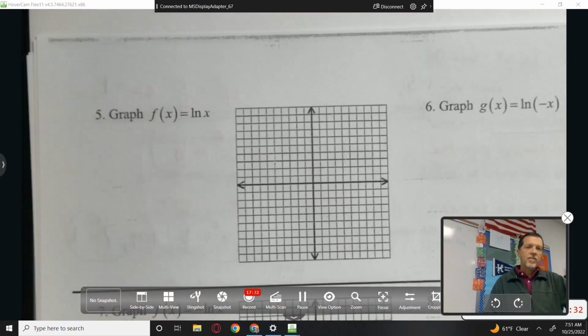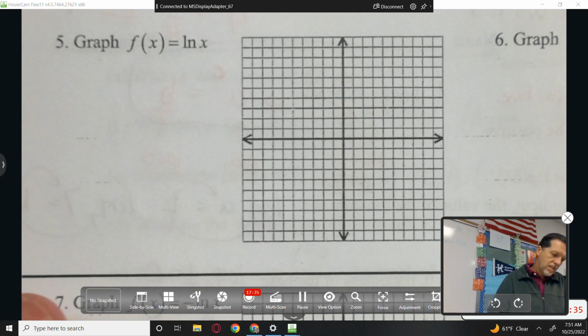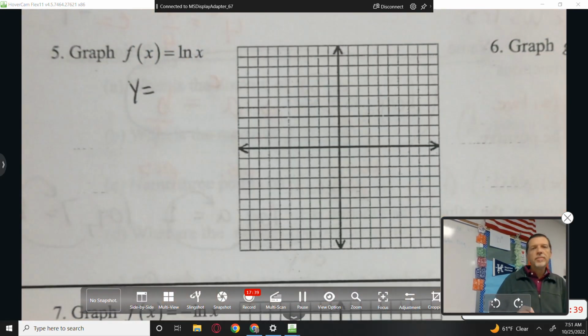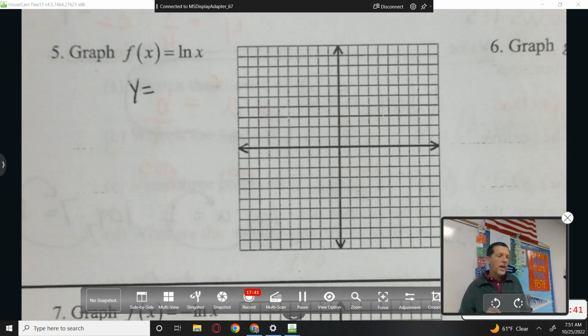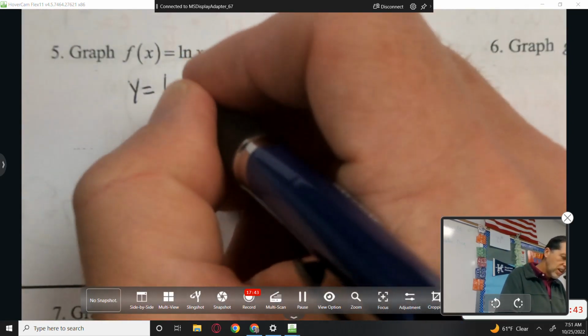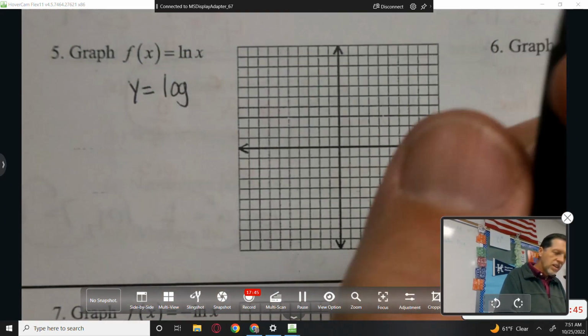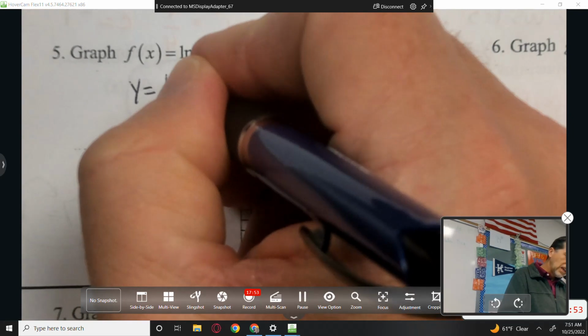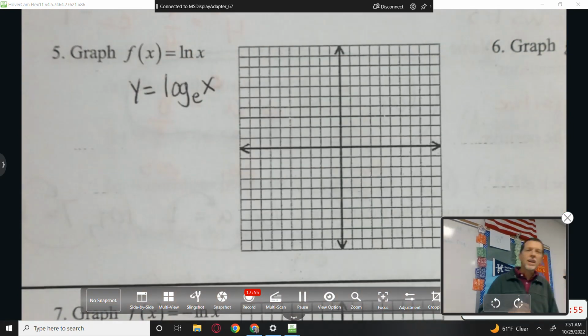Number 5, natural log of x. Well, what's the base of a natural log? Yes, but be more specific. Natural log is the same thing as log base e. So I'm going to rewrite it as log base e of x.